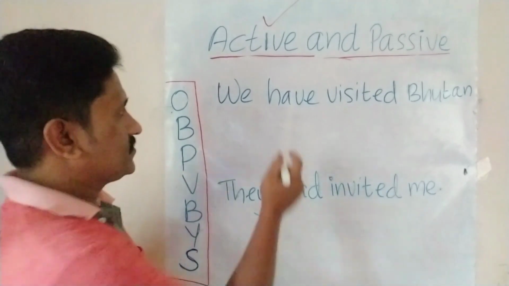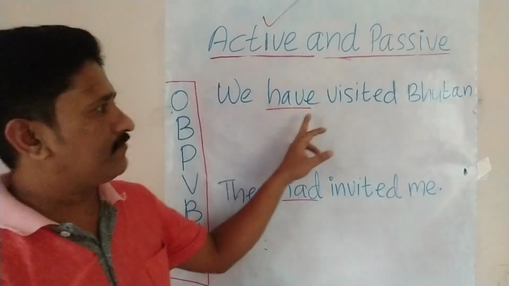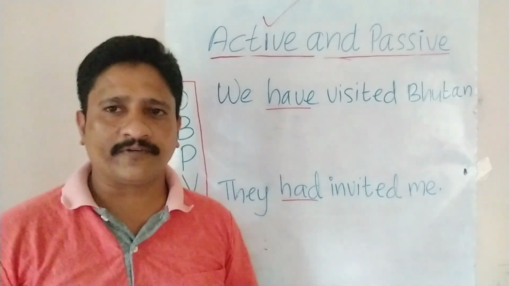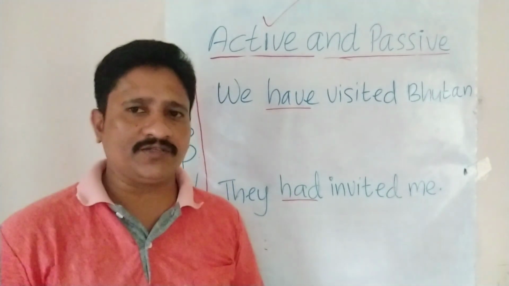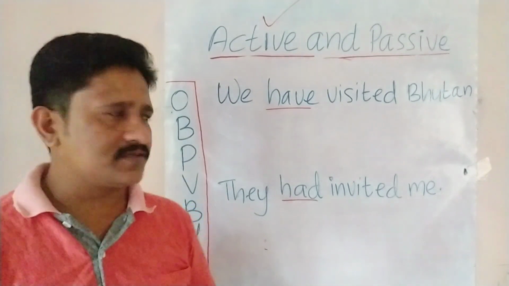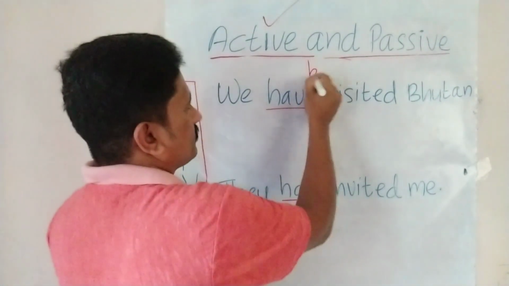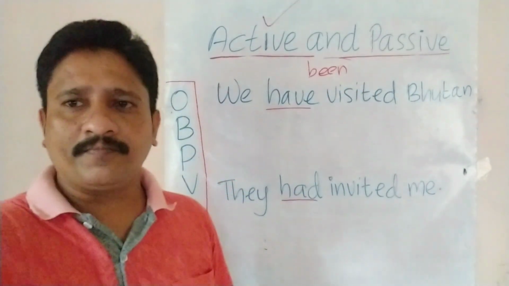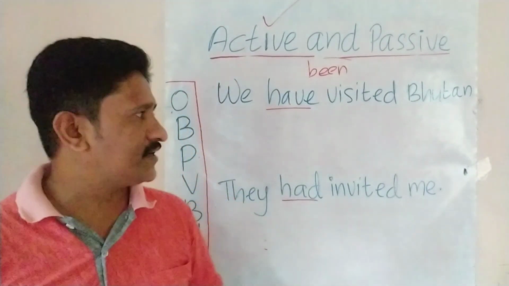Okay, now when it is in perfect tenses, that is whether present perfect or past perfect tenses, what happens is you can see have or had. Okay, we have visited Bhutan. Okay, this is in present perfect tense, and they had invited me is in past perfect tense. So in present or past perfect tense, we use the be form, that is been. Okay, we use this be form been in present or past perfect tenses.